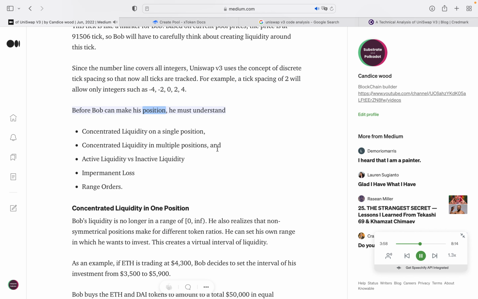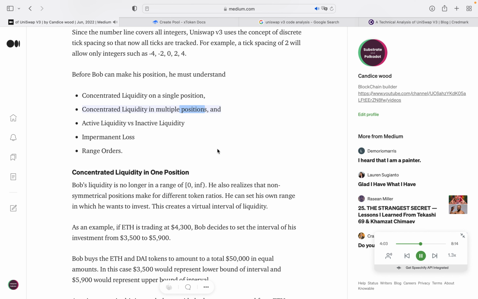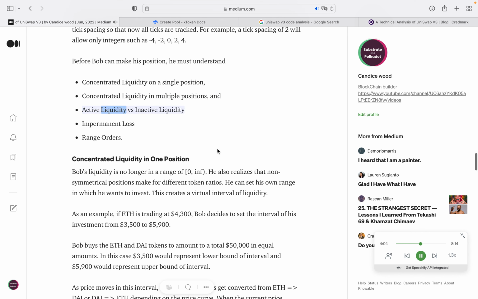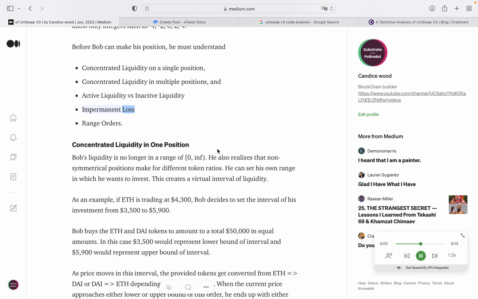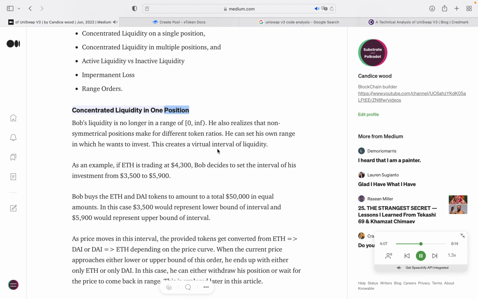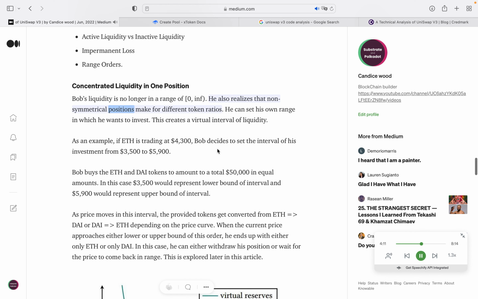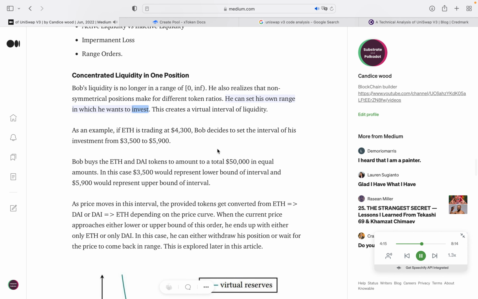Before Bob can make his position, he must understand concentrated liquidity in a single position, concentrated liquidity in multiple positions, active liquidity versus inactive liquidity, impermanent loss, and range orders. Concentrated liquidity in one position: Bob's liquidity is no longer in a range of 0 to infinity. He also realizes that non-symmetrical positions make for different token ratios. He can set his own range in which he wants to invest. This creates a virtual interval of liquidity.